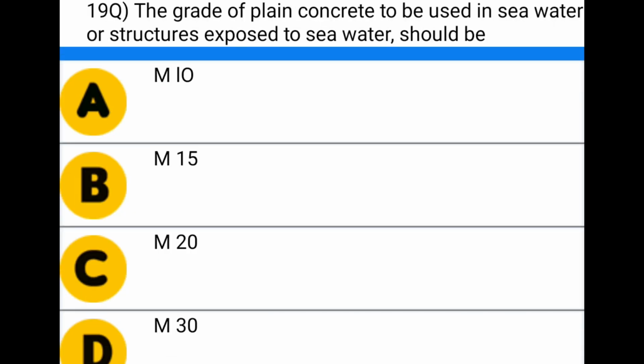The grade of plain concrete to be used in seawater or structures exposed to seawater should be: option A M10, option B M15, option C M20, option D M30. The correct answer is option B M15.